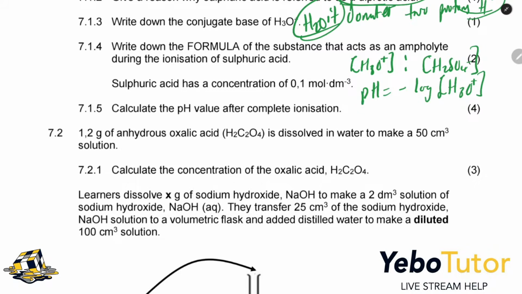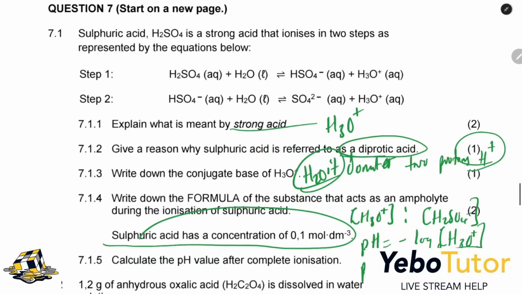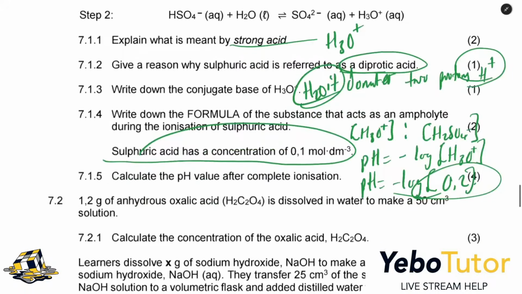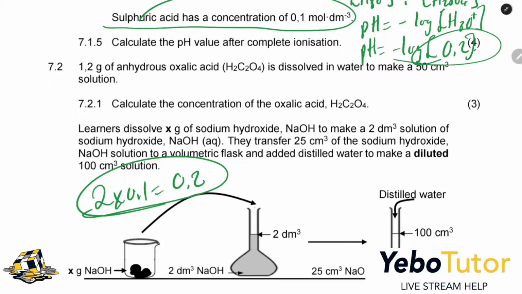So that will now end up giving us our pH, which is equal to negative log of, of course, 0,2. Where is 0,2 coming from? Because we know that the concentration of sulfuric acid is 0,1, and now we are looking at H3O+ there. We multiply that by 2, then that will be 2 times 0,1, then we end up having 0,2. So that will give us the H3O+, which is the hydronium ions. Then you can use your calculator.